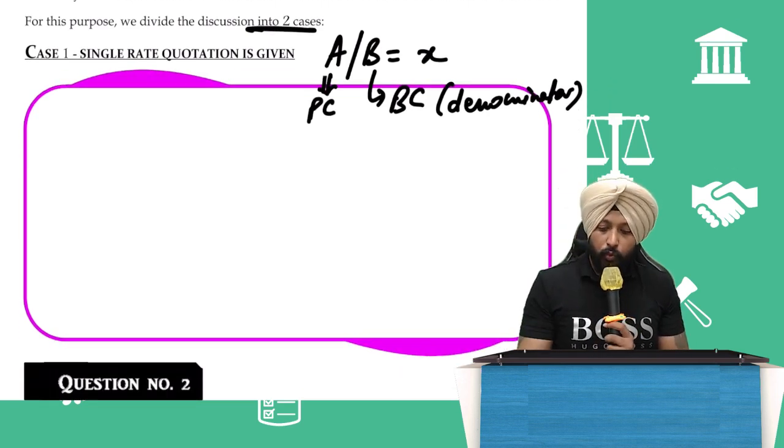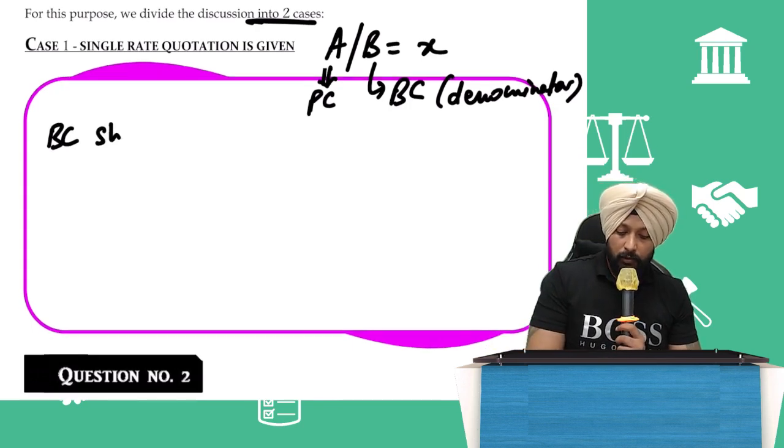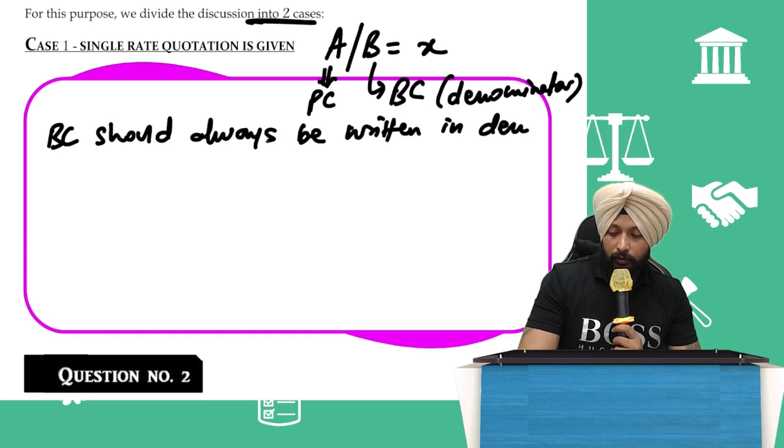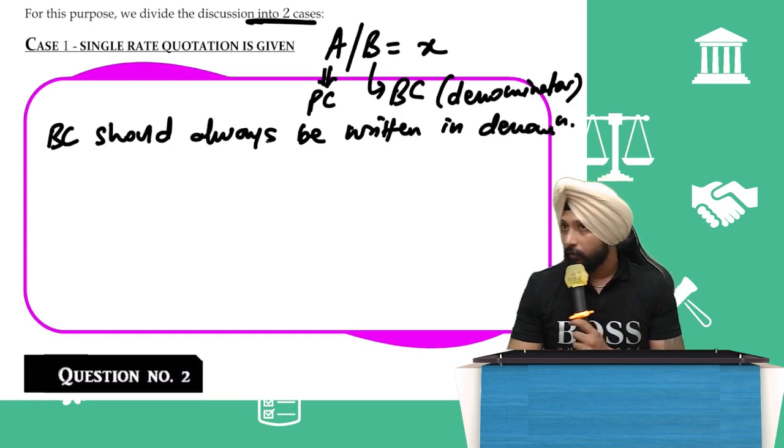So there are only two rules, guys. Before we write, don't write anything. I'll make you write. Just understand first. Base currency should always be written in the denominator. That is what we are doing as of now.